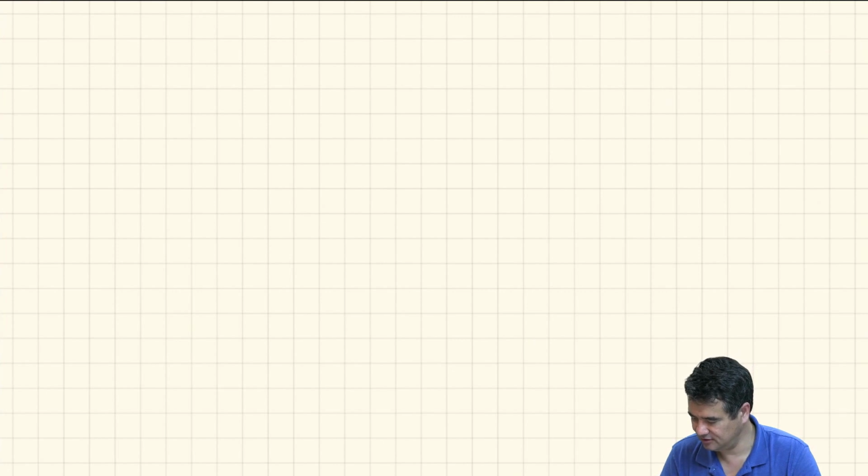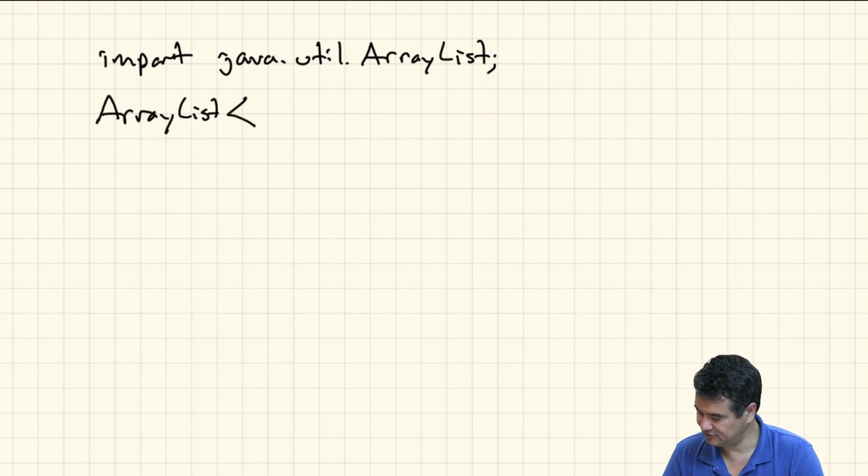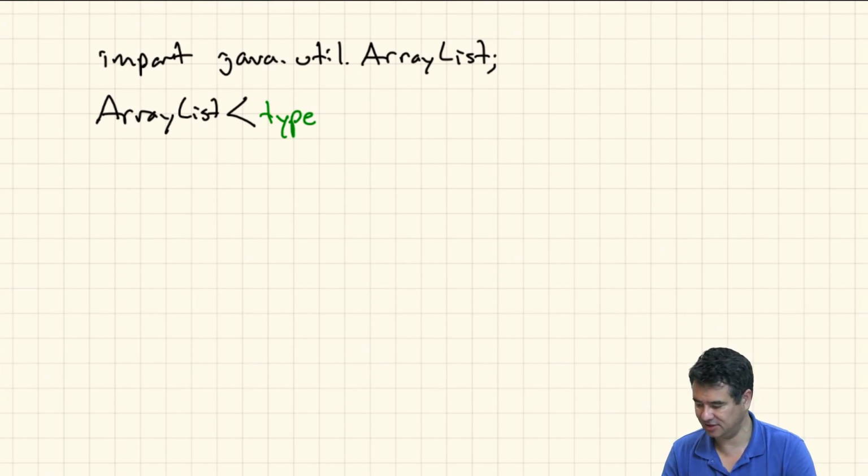So you say import java.util.ArrayList. Then you say ArrayList, bracket, and then in the brackets there you put a type, and it has to be one of the capitalized object types. It can't be like int. It's got to be Integer.